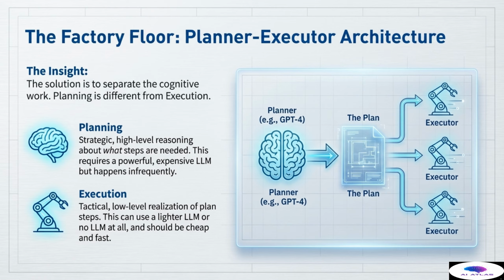The output of the planner is the plan, a structured, executable blueprint. Execution, on the other hand, is the tactical, low-level realization of those plan steps. The executor component can use a much lighter weight LLM, or in many cases, no LLM at all, simply acting as a programmatic wrapper to sequentially call the defined tools. This makes the execution phase incredibly cheap and fast. By dedicating the powerful, expensive LLM only to the planning phase and offloading the repetitive, measurable work to specialized, lighter-weight executors, we achieve massive gains in both speed and cost efficiency, solving the scaling problem inherent in the ReAct model.